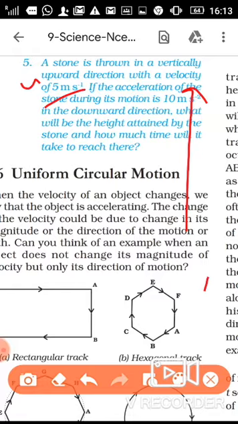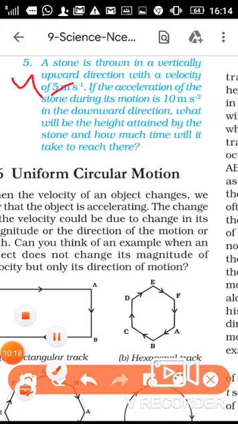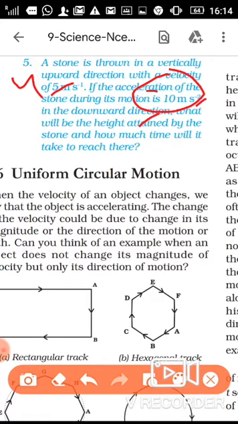If the acceleration of the stone during its motion is A, A is what? 10 meter per second squared, but you take it negative, minus 10 meter per second squared. Why? Because when you throw the stone upward, the velocity decreases after some time, so you take it negative. U is 5 meter per second, and A is minus 10 meter per second squared. What will be the height? You have to find S, and the final velocity will be 0.